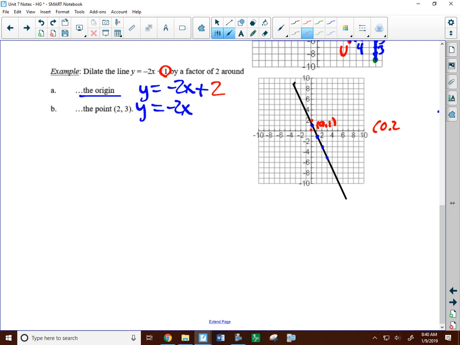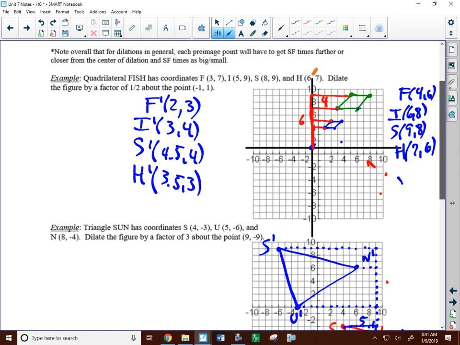Okay, let's do the other one though. Around 2, 3. So this is 2, 3. So we're dilating that line around 2, 3. Just take 1 point. That's all you need to do. And you can do either of these methods from above.